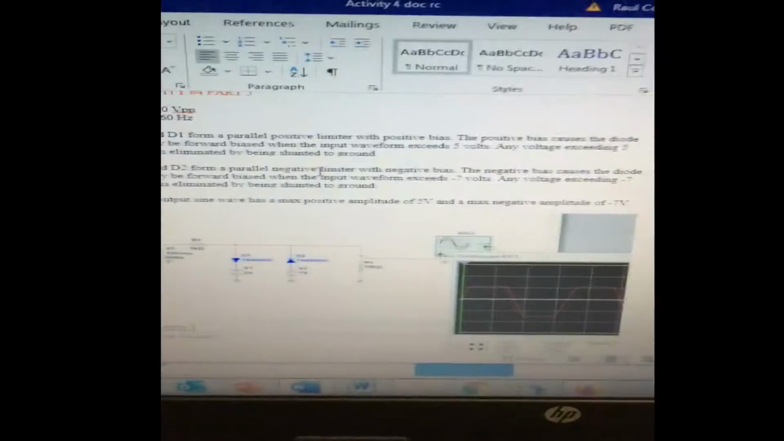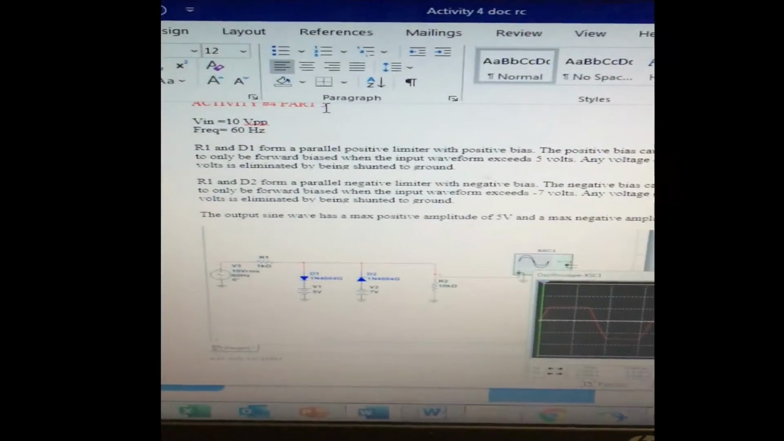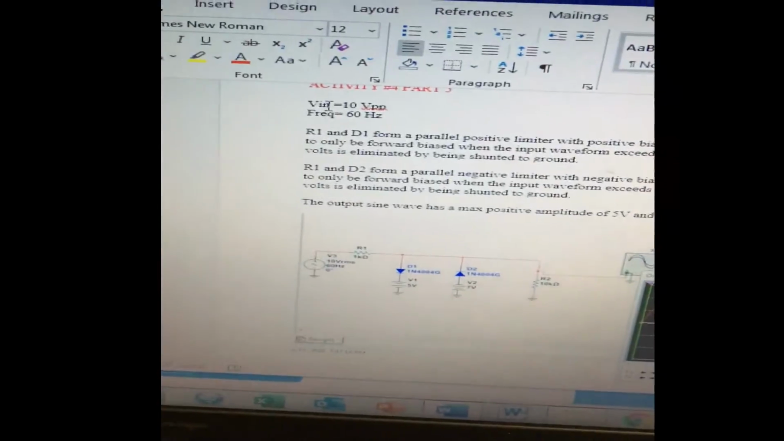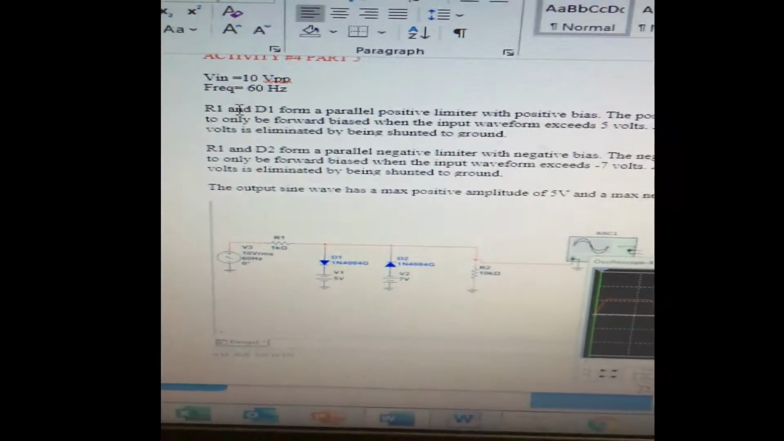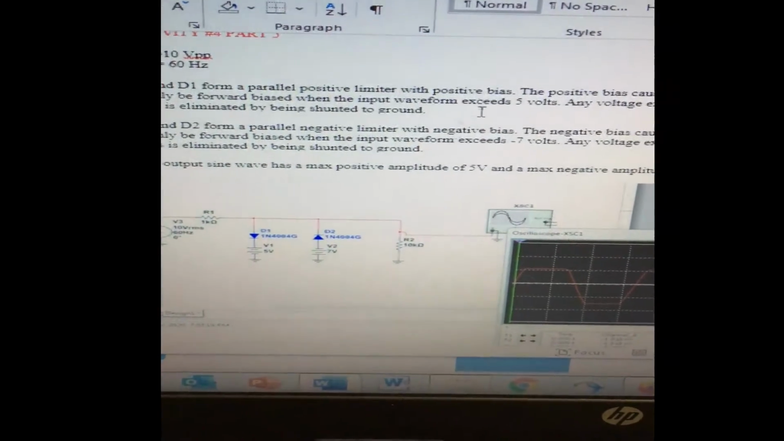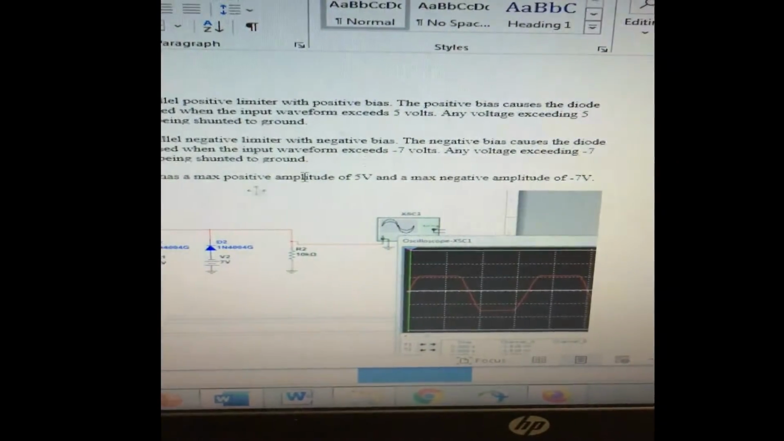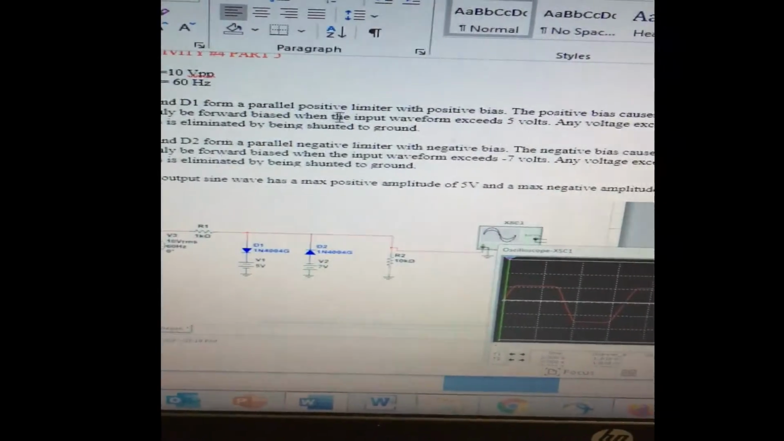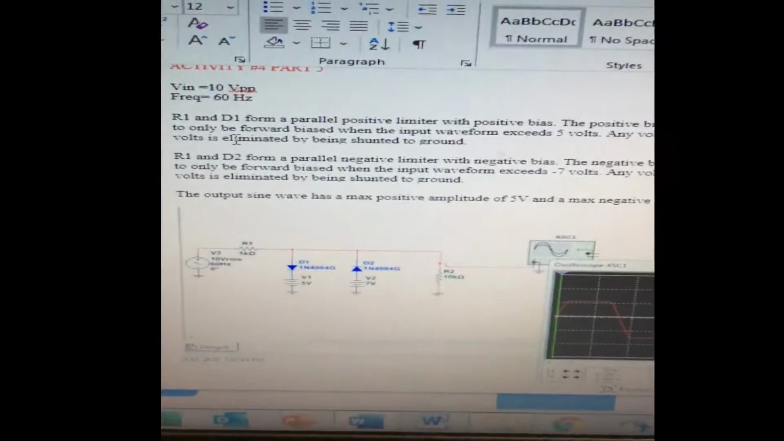And here is a simulation of a signal limiting circuit. In this case, I use input 10 volts. It's actually 10 volts RMS, not 10 volts peak to peak. Frequency is still 60 hertz. What I wrote down here is R1 and D1 form a parallel positive limiter with positive bias. The positive bias causes the diode to only be forward biased when the input waveform exceeds 5 volts, so any voltage exceeding 5 volts is limited by being shunted to ground. So basically it's clipped off above 5 volts.